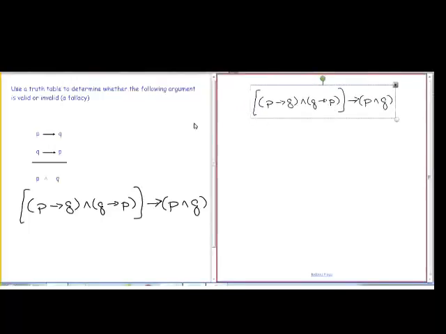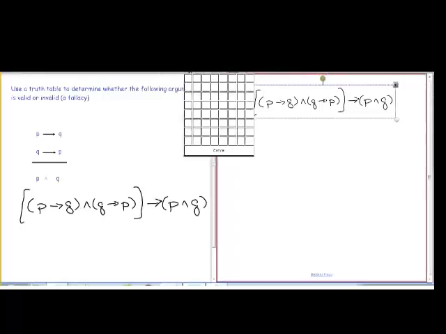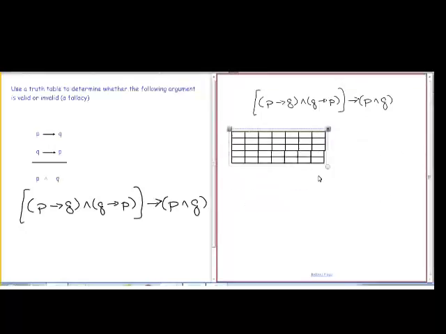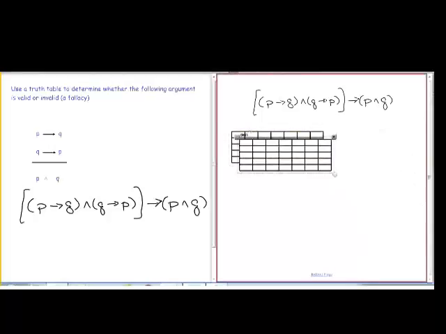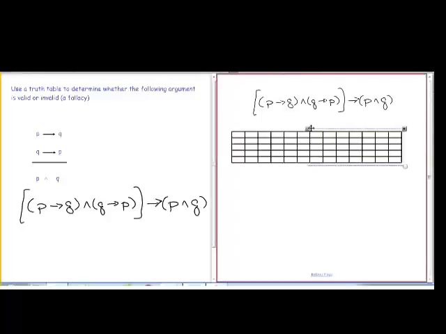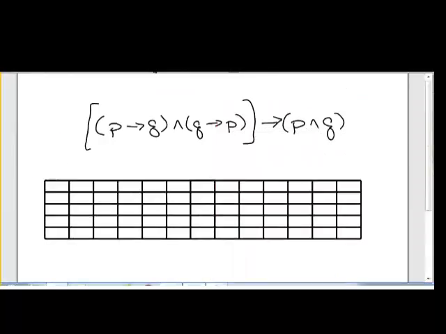So let's think about this. We need 4 rows because we have P and Q. Then columns, we need 2 columns for P and Q. We need 1, 2, 3, 4, 5, 6, 7, 8, 9, 10, 11 columns for the argument. So 11 plus 2 is 13. So we'll need a 4 by 13. So it's going to get kind of big. So that should be 4 by 13. 1, 2, 3, 4, 5, 6, 7, 8, 9, 10, 11, 12, 13. So put that on one page.